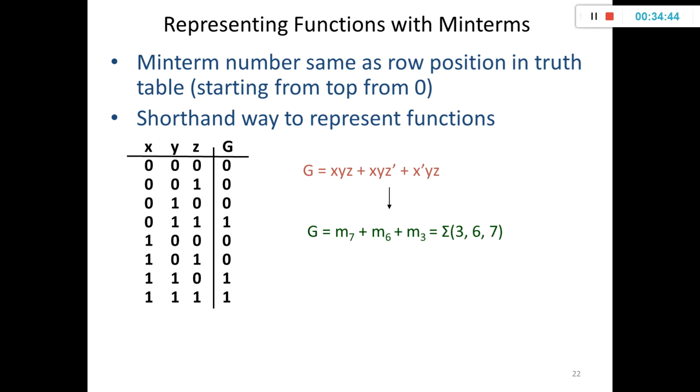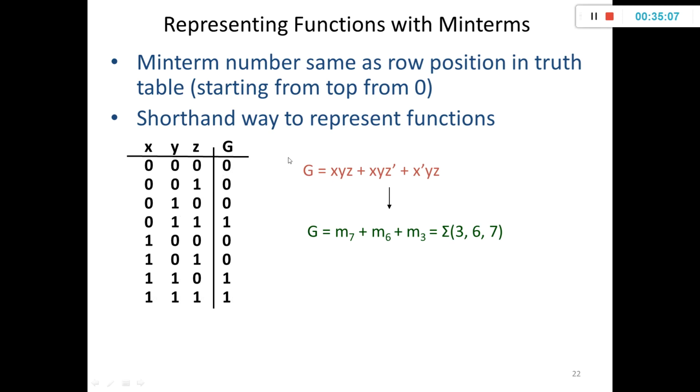So next, representing functions with min terms. The min term number is the same as the row position in the truth table, starting from the top with 0, that is 0 0 0. We have 0 here. So check for the 1s in the column. 0 1 1, it is 1. 1 1 0, it is 1. 1 1 1, it is 1.